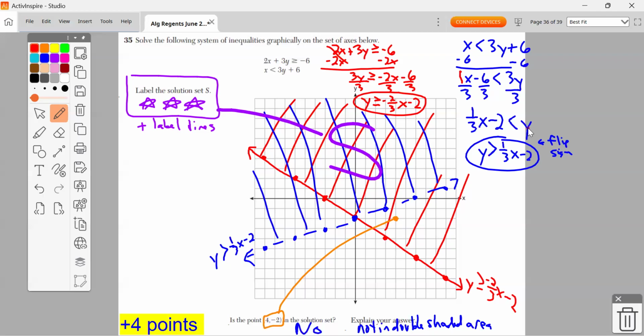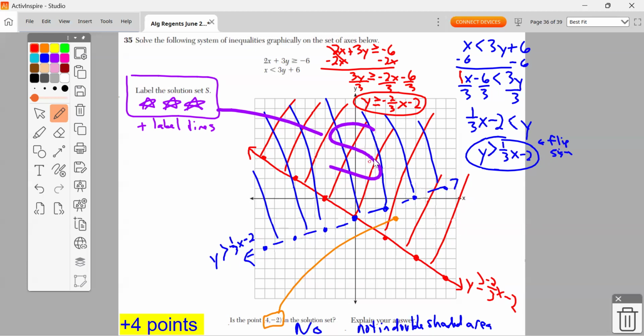When we graph these type of equations, we need the y coming first. We need the y on the left-hand side. So we need to flip everything around, including the sign. So that becomes y is greater than 1/3 x minus 2. Dotted line to connect the dots, second in table. And then dotted line to connect the dots, shading above because it's greater than. It's dotted because there's no or equal to. Arrows on the ends and label it.